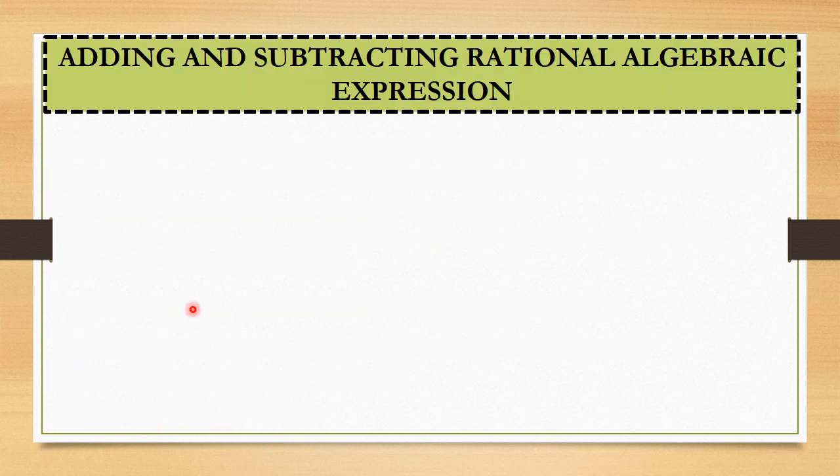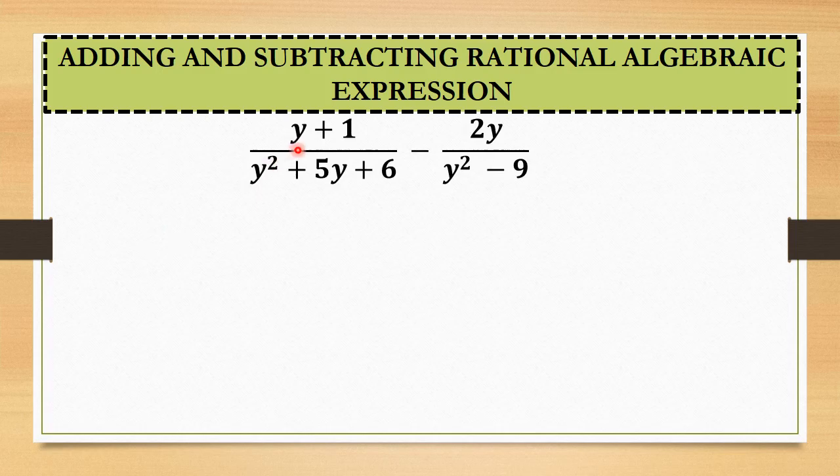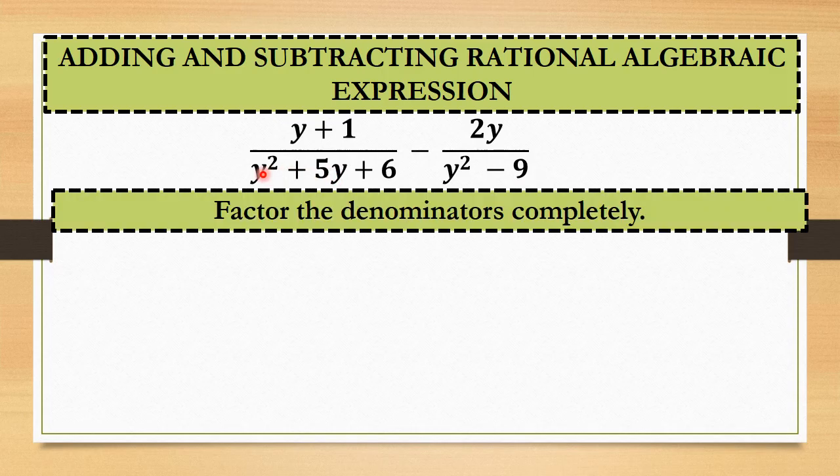Right. So, adding and subtracting rational algebraic expressions. Example number 1, we have (y plus 1) divided by (y squared plus 5y plus 6) minus 2y divided by (y squared minus 9). So, let us first factor the denominators completely. So, y squared plus 5y plus 6, that is.